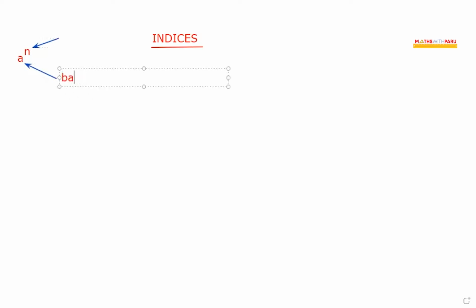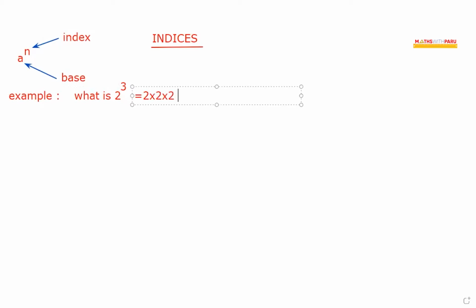Now an example of it would be, if I said, what is 2 to the power of 3? What is 2 to the power of 3? It is simply multiplying 2 by itself 3 times. And the answer is 8. So in indices, we have a base and we have a power.